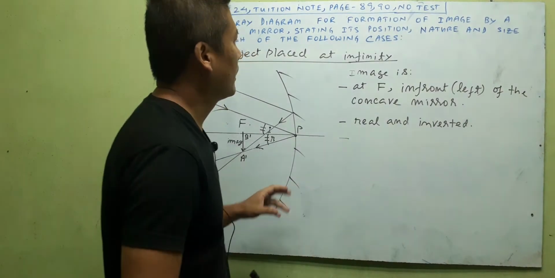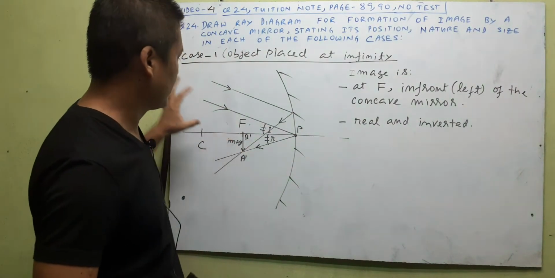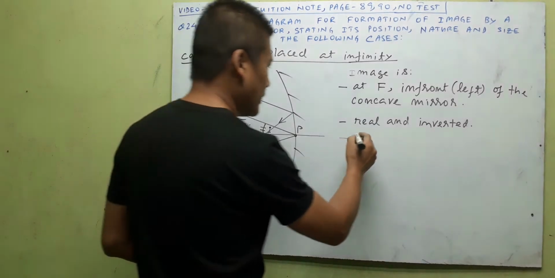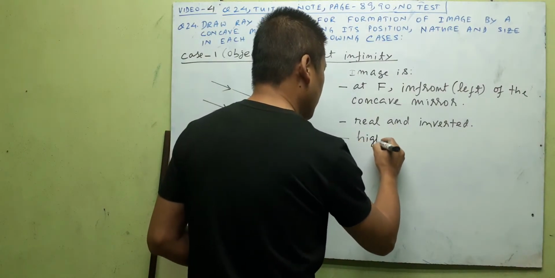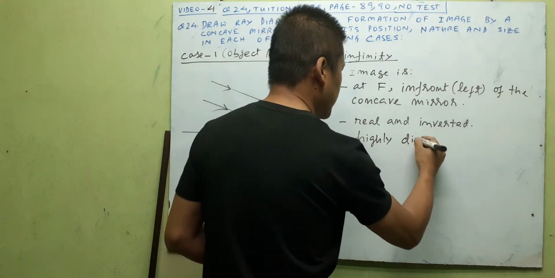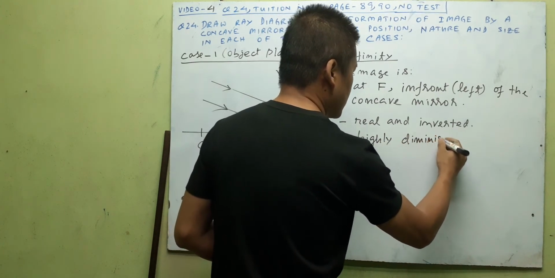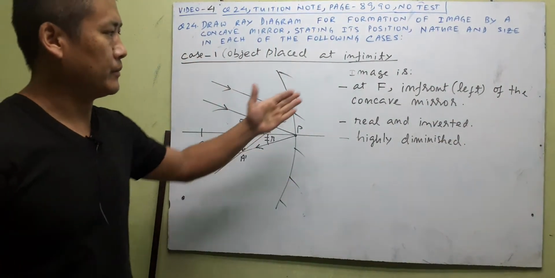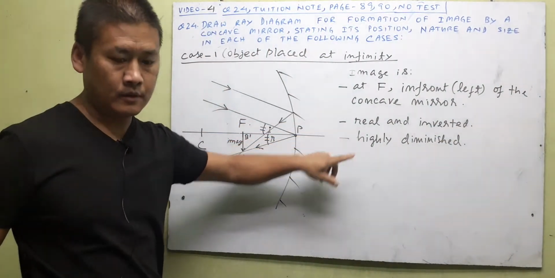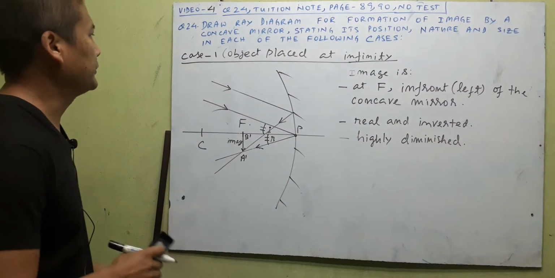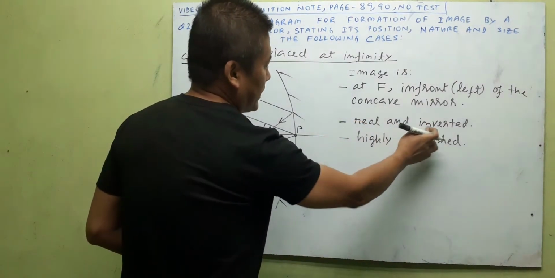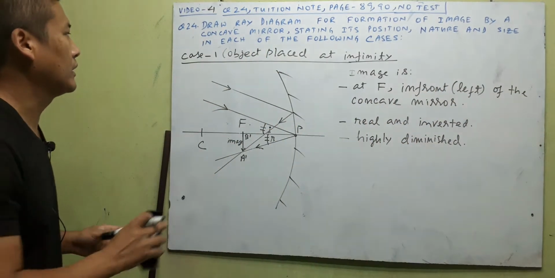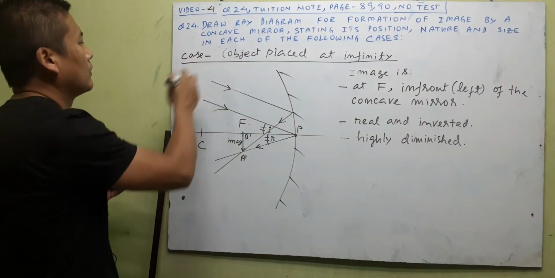Then here, size of image, if you compare to the real tree, which is quite tall, it's just a small image here, so it will be very small, which we can call highly diminished. Means so small compared to the real size of the object. So these are the three: position, nature, and size. Case 1: we see here a real inverted image formed in front or left of the concave mirror. Keep that in mind, okay? Let's go to case 2.